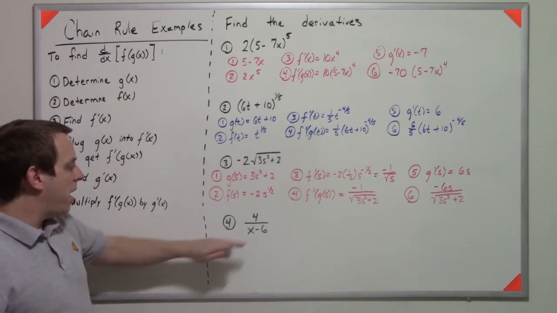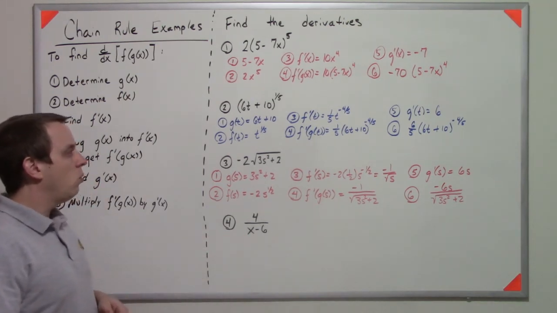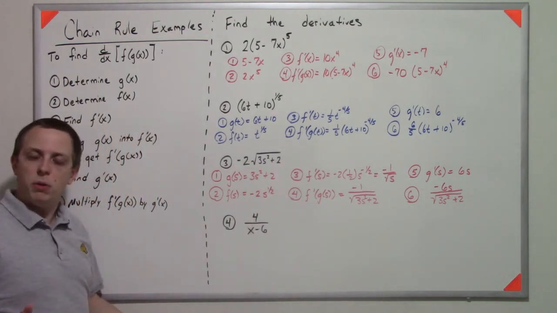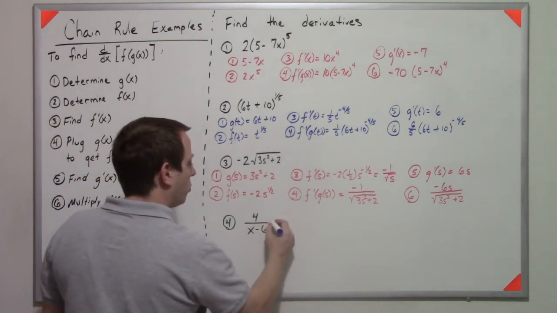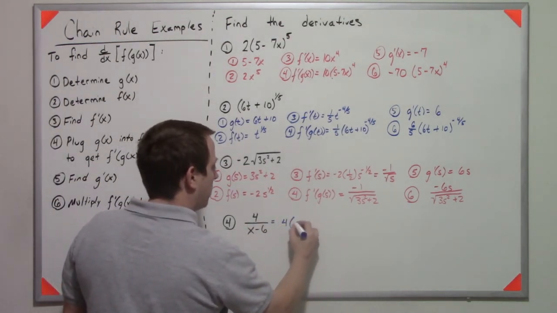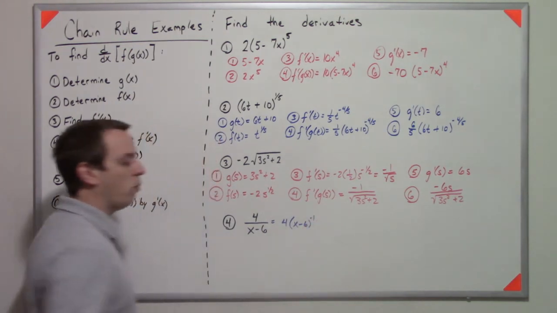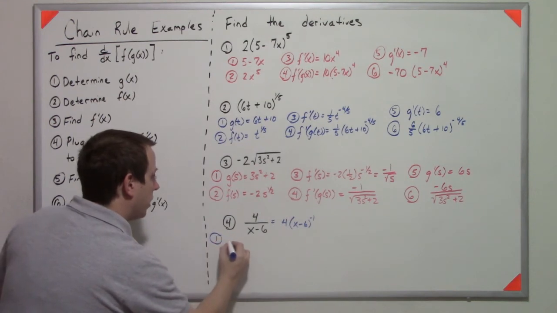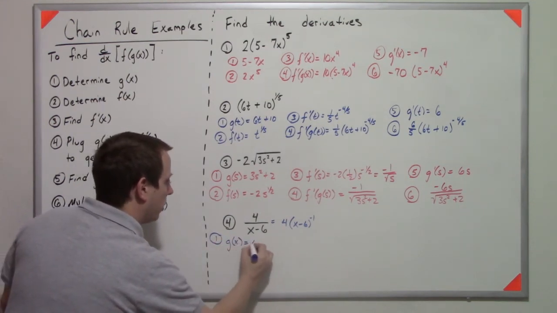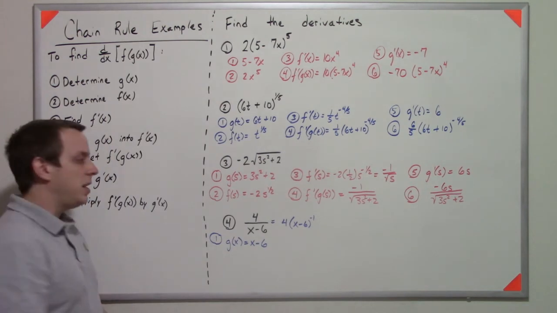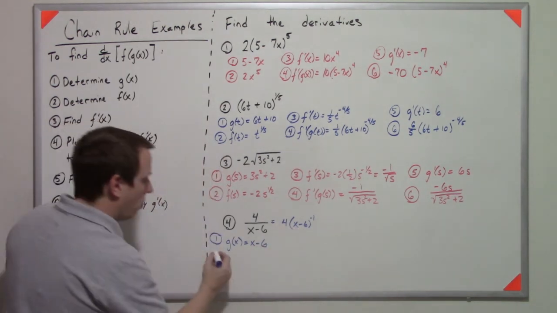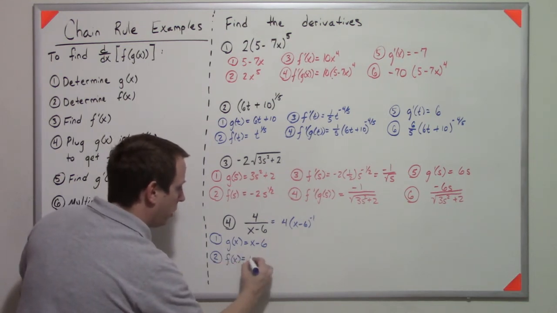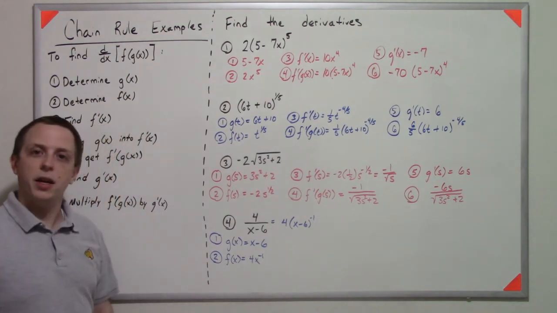And then finally we have this piece. So what might make more sense is you could do this with a quotient rule. That wouldn't be a problem at all. But it might be better to rewrite this as 4 times x minus 6 to the -1 power. And the reason we want to do that is because my inside function is now x minus 6. So everything that's left over, my outside function, is 4x to the -1.